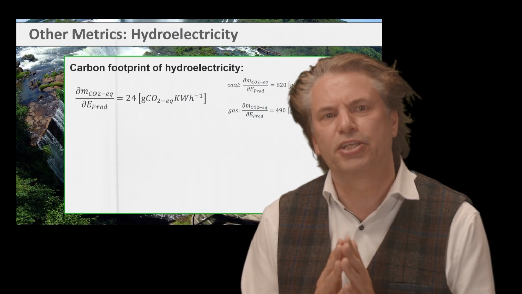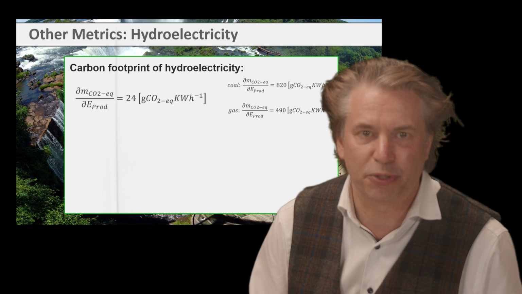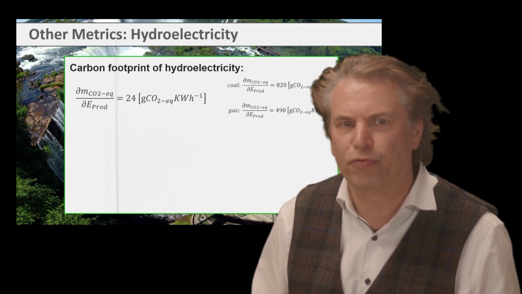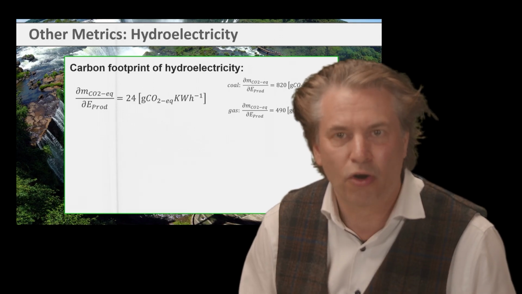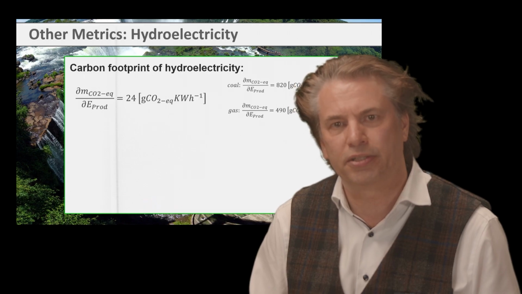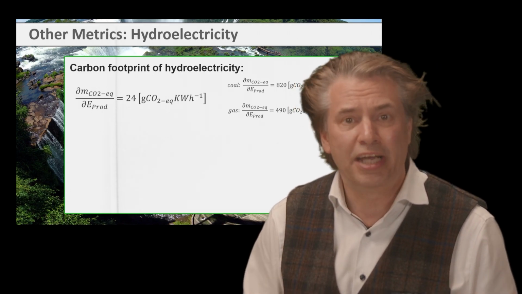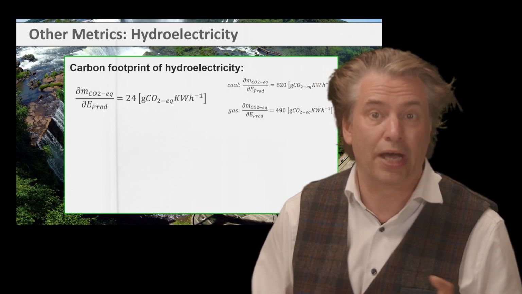Here we present the carbon footprint and the total life cycle greenhouse gas emission per unit of electricity generated. The medium carbon footprint for hydroelectricity dams is around 24 grams of carbon dioxide equivalent per kilowatt hour generated. That is a factor 34 and a factor 21 smaller in reference of generating electricity from fossil fuels like coal and gas, respectively.